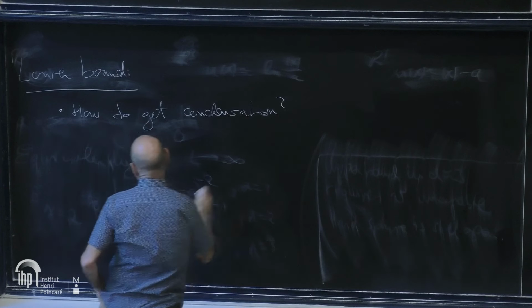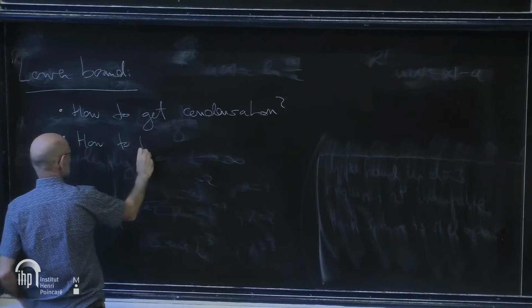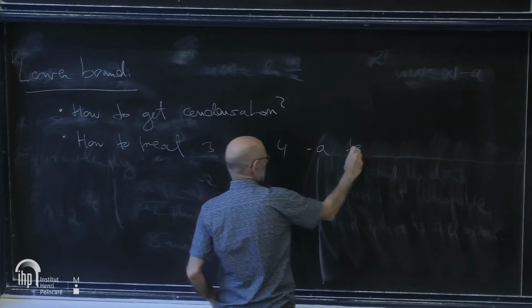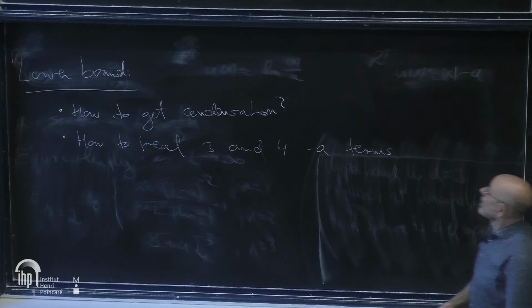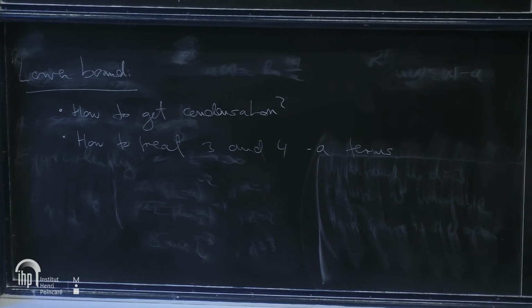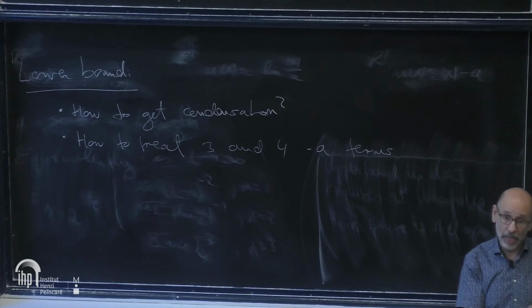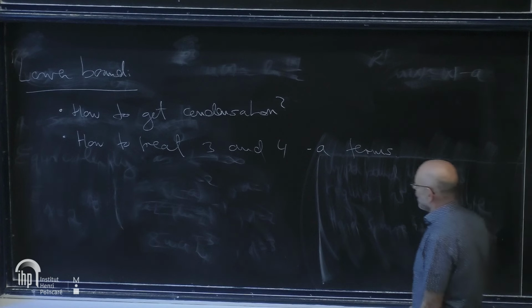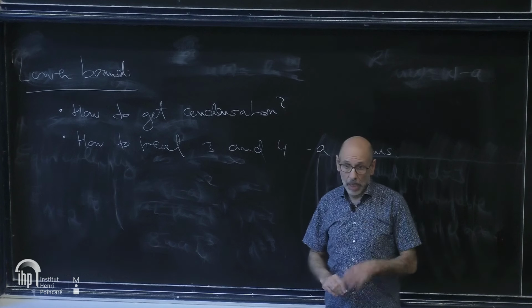And how to treat the three and four a terms. What I mean by this is, what happened to my second quantization formula up there. After condensation, imagine that you can do some C-number substitution, you can control that. How do you treat the three and four a terms? You have to do both, as I tried to argue, to get a in the 4 pi rho squared a and to get the a in the Lee-Huang-Yang term. And as I hoped I explained to you, we do not know how to prove condensation.